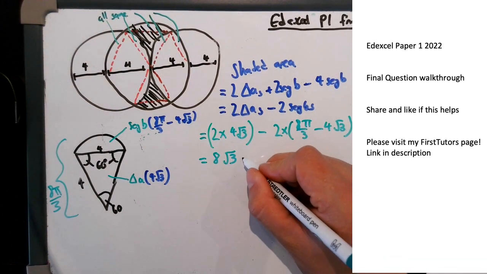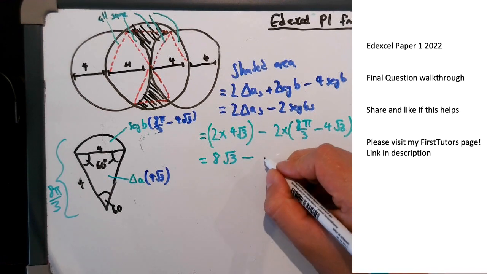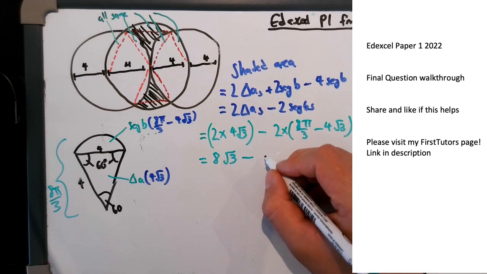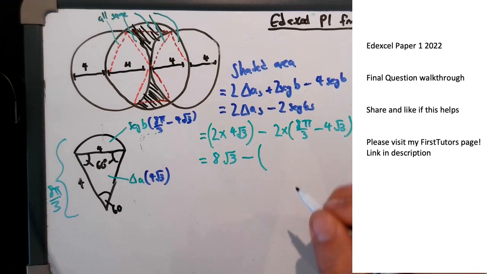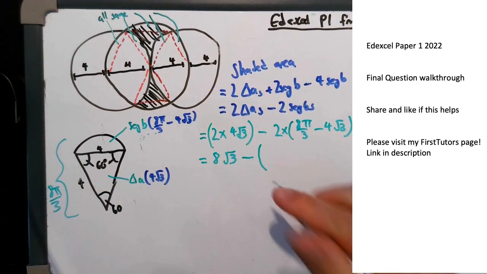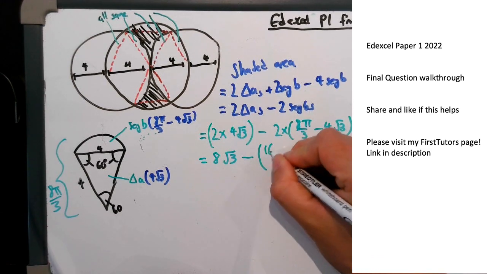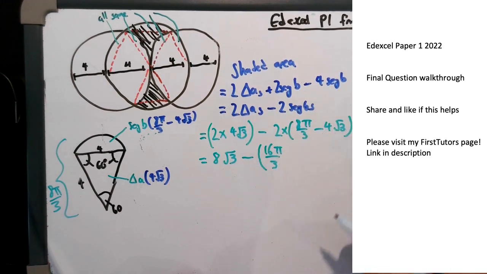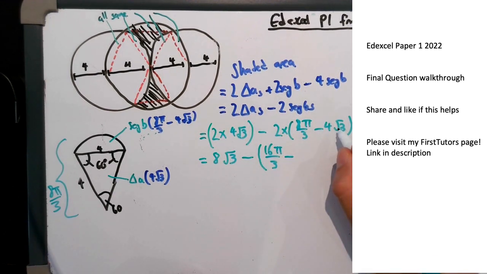Okay, so here, let's just expand the whole bracket. So it's minus, so again, this bracket isn't necessary, but it's just going to help us compartmentalize everything. So minus this whole thing, which is 16 root 3, minus 2 times another lot of 4 root 3, 8 root 3.